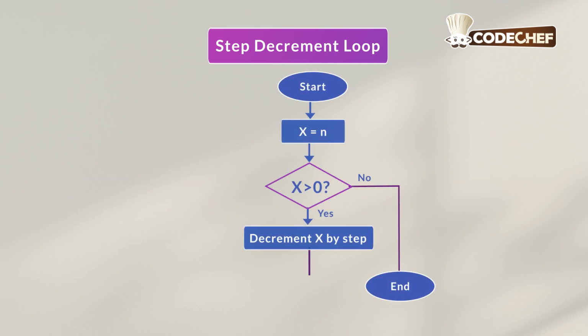So, step decrement loop works exactly similar to backward counter loop, but the only difference is that in backward counter loop, we are decreasing the value of a variable by 1 every time. For example, in the previous program, initially it was 3, then 2, 1, 0. But in case of step decrement loop, we decrease the value of variable but not by 1. We can decrease it by any number of our choice.